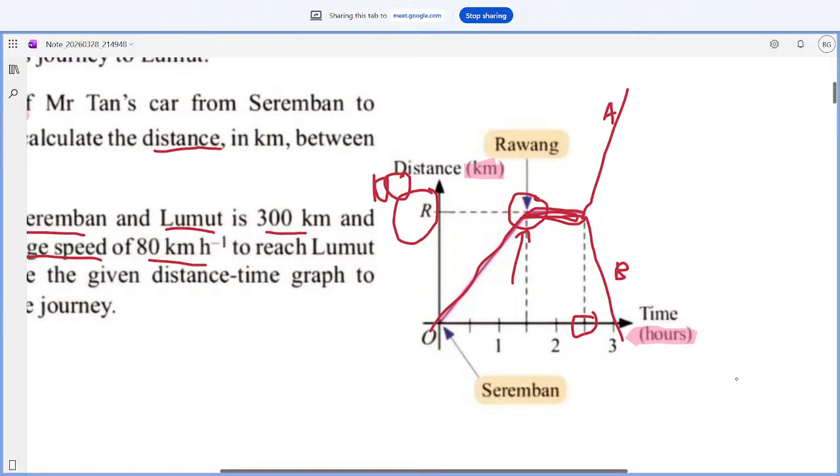Now I got 3 already. 2 more. 2 lagi. Come on. A or B? Because I want to see majority. Pilih apa? Come on, guys. More people. Lagi. A atau B? Mana graf yang betul?